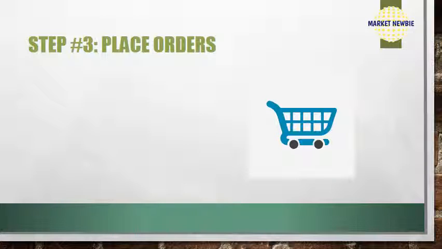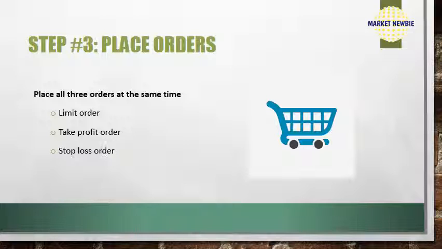The next step is to place orders. Place all 3 orders together into the system: your limit price order, your take profit order, and your stop loss order. They should be placed together at the same time. Remember from our previous lesson where we talked about market and limit orders and what the benefit of a limit order is? Here is why. A limit order allows us to plan ahead and place the order into the system ahead of time.